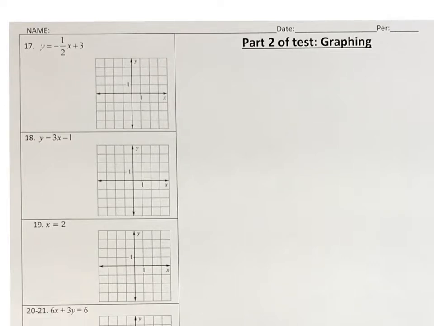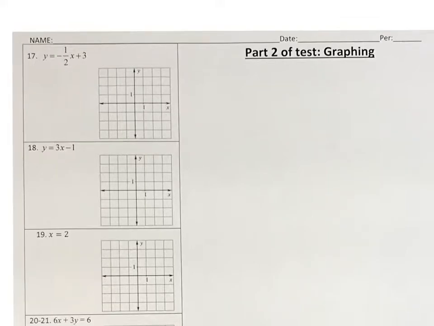So a lot of us totally messed up on this part of the test. It was a test, right? And the truth is we're going to be needing to know how to graph lines for this next section as well. So that's why I want to go back and review this graphing portion. Okay, so it's going to be on the next test that we have. We need to know it.